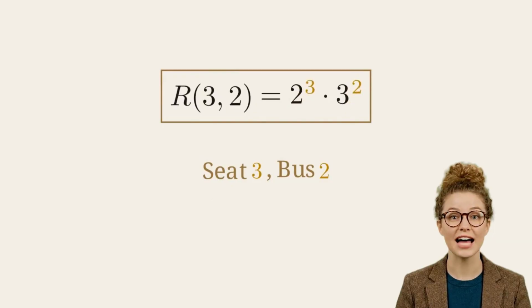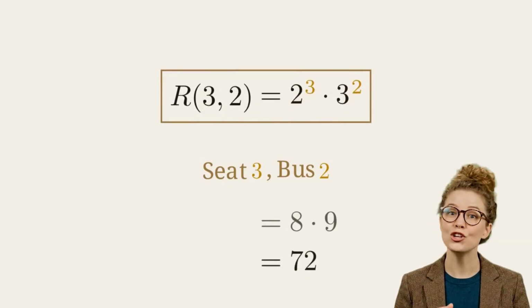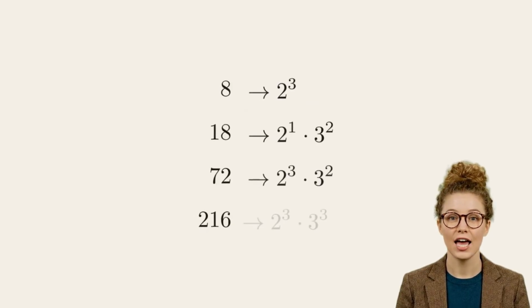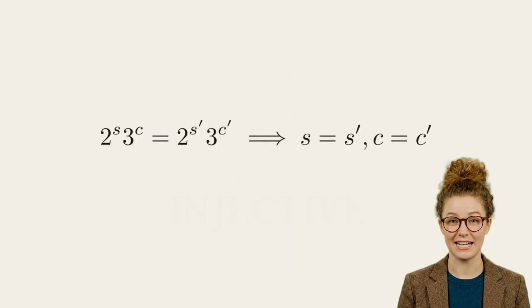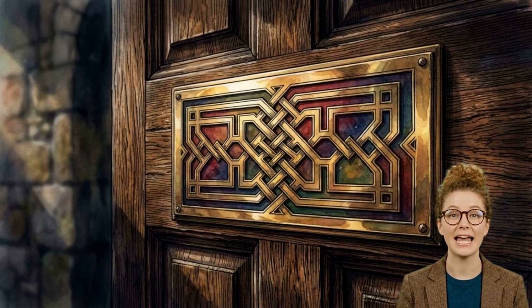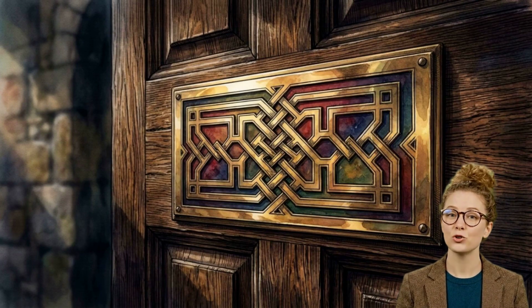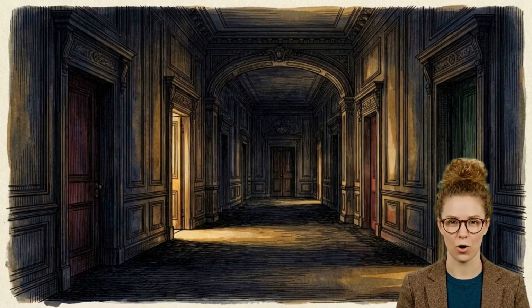Because every integer has a unique prime factorization, no two combinations of seat and bus will ever produce the same result. The room assignments will never overlap. This collision-free state is what mathematicians call an injective mapping. While the algebra works, this method creates a massive, invisible problem.